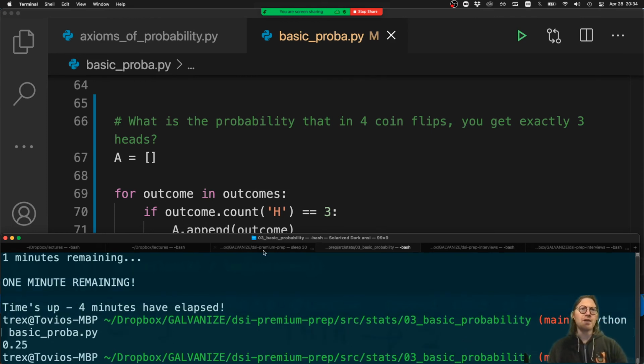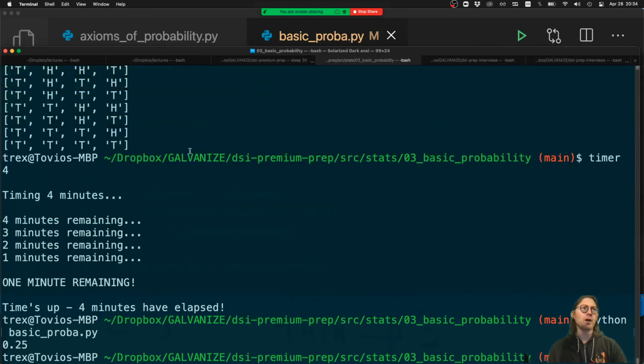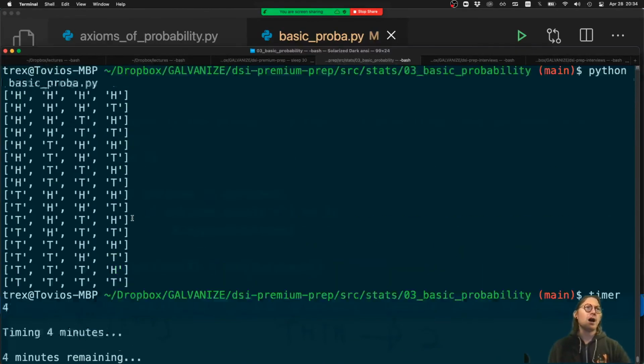Now, can we verify that somehow? Well, we could scroll up and get a sense of this, looking at this. So here's 1, here's 2, 3.